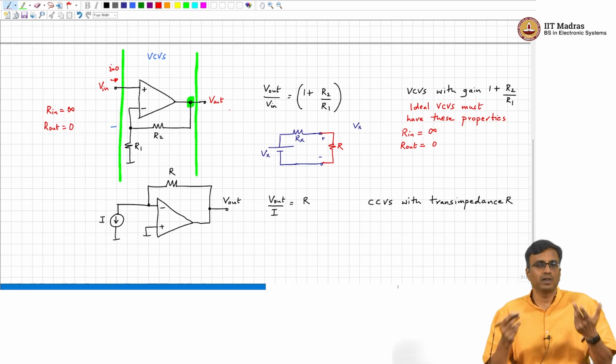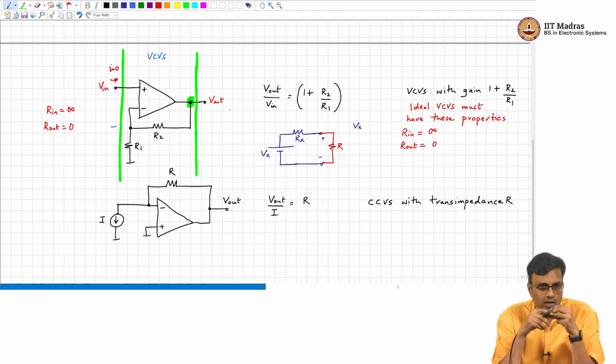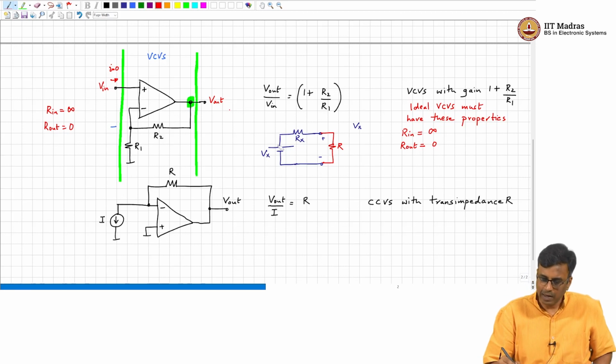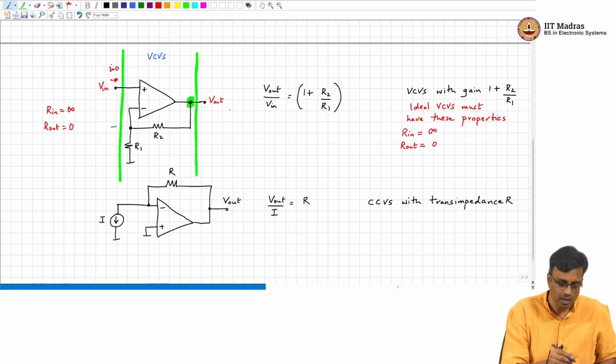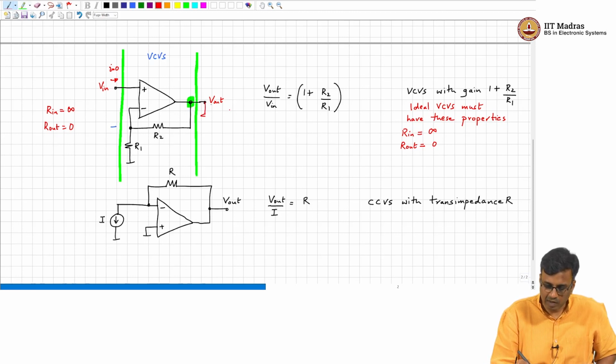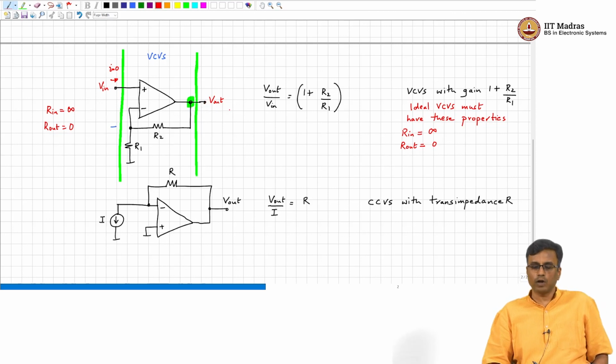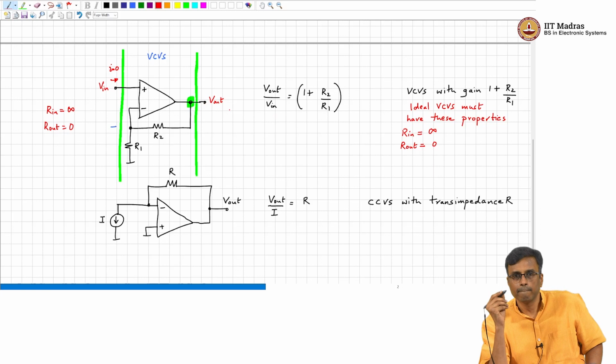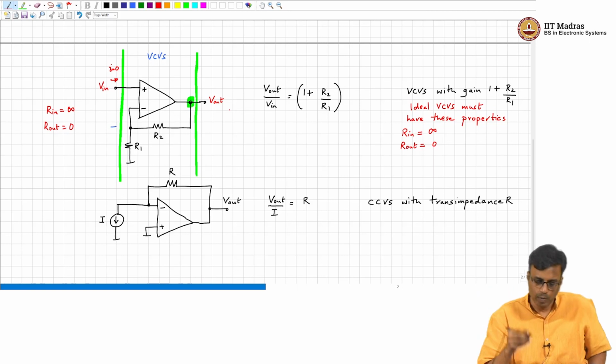So, one way of figuring out whether the output impedance is 0 or not is to look at the output voltage under open circuit circumstances without a load. Then you put a load, if the voltage does not change, then it means that output resistance is 0. Now we can apply the same idea to this circuit here. What is the open circuit output voltage? In other words, if we do not load V out with a load resistor, what is the output voltage? 1 plus R2 by R1.